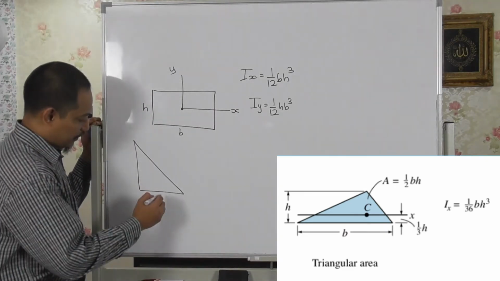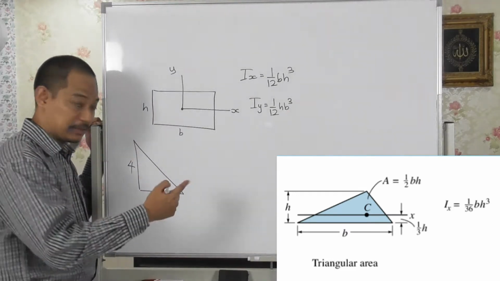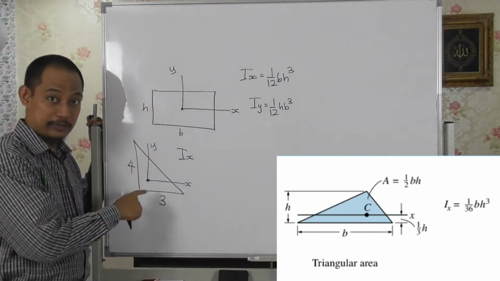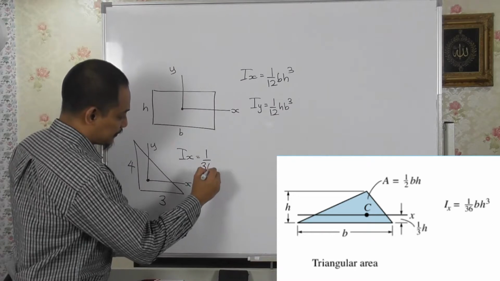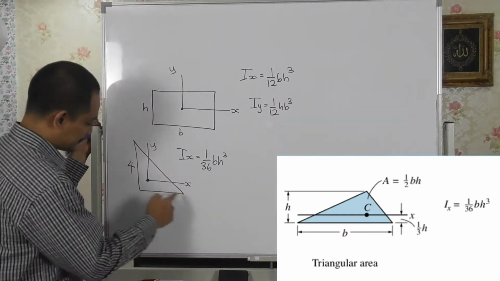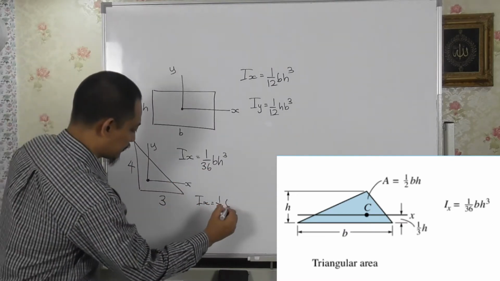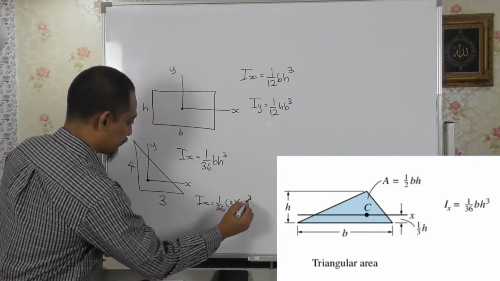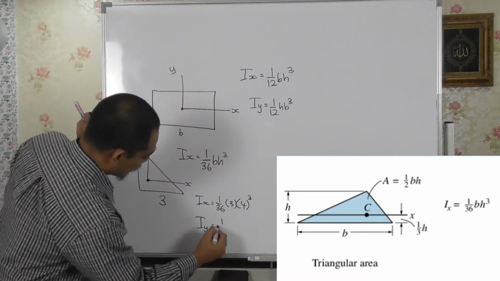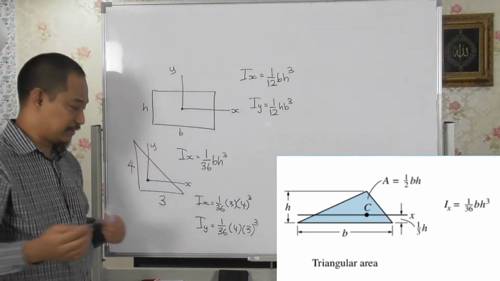So let's say I have this 3, 4, 5 triangle, for example. So from the table, you can see Ix, where x is here, y is here, at the centroid there, is equal to 1 over 36 BH cubed, right? So for this particular geometry, Ix is simply 1 over 36, and then I have base, which is 3, and then height, which is 4, and then cubed. What about Iy? So basically you just tilt your head like that, so this becomes my base, this becomes my height, so it's just 1 over 36, 4, 3 cubed. Right, so it is basically straightforward like that, right?